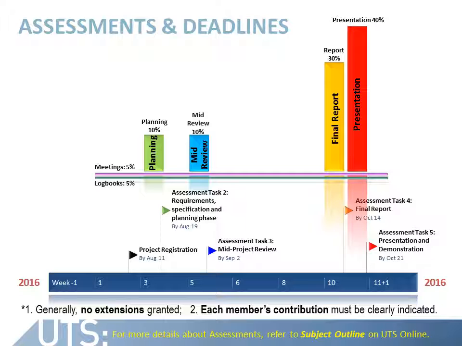Okay, let's look at the assessments. All projects require students as a group to present a final demonstration and submit a final project report to the supervisor at the end of the semester. The deadline for submitting the report is in week 10. The demonstration usually takes place in week 11. For the exact date of the demonstration, you need to negotiate with your supervisor.